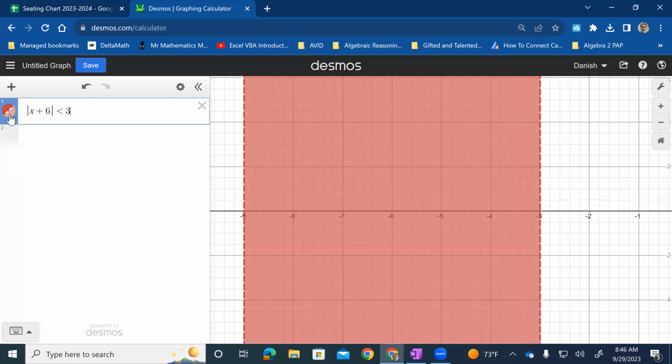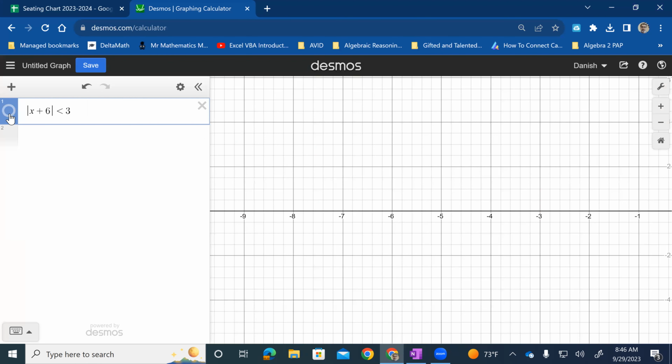What you can do, you can always click on this dot that will hide the plot. And then you can add your next inequality, which is what? Pi, absolute value of x, and then after that, minus 3. You see the plot is already taking its shape over there.